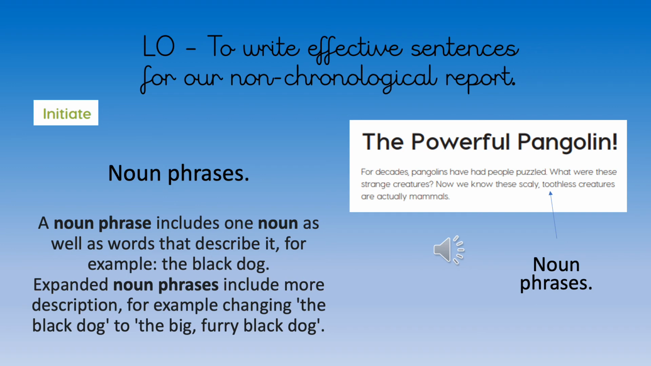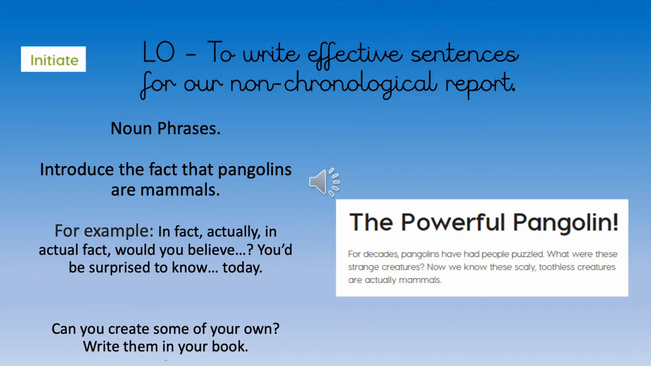Now if we have a look at our text on the side, we have got the final sentence, and it says, now we know these scaly, toothless creatures are actually mammals. And that's a noun phrase, an extended noun phrase. Noun phrases introduce the fact that pangolins are mammals. For example, in fact, actually, in actual fact, would you believe, you'd be surprised to know, today. Can you create some of your own? Write them in your book.